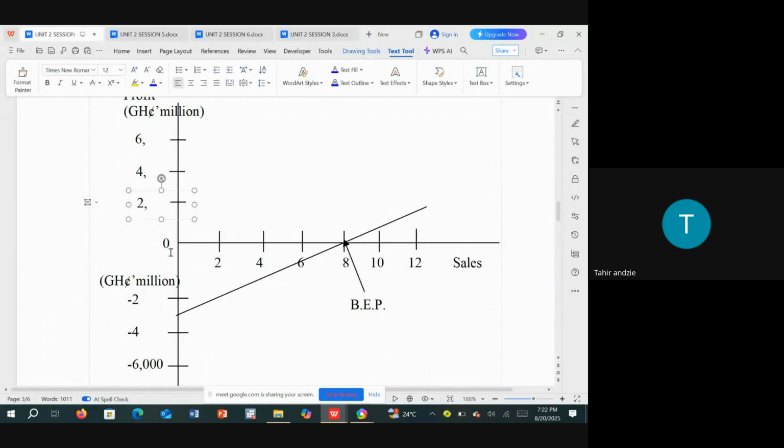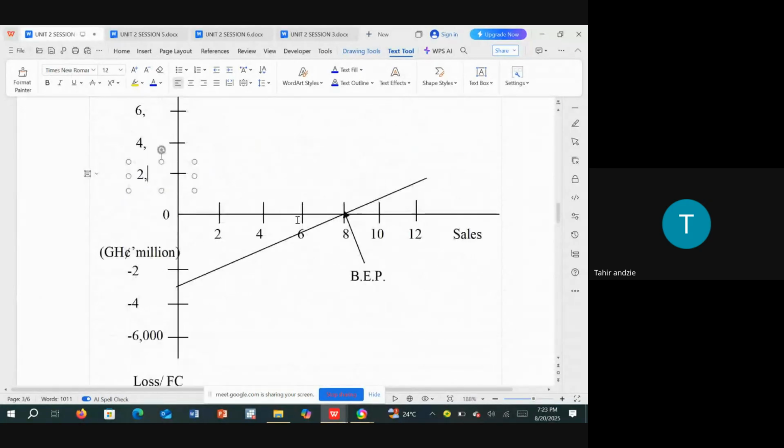So at output 0, our total loss will have been the total fixed cost here. But as we produce, it will reduce until we break even, where there's no profit nor loss, and then our maximum profit will have been 2 million. Okay, so that's how you draw it. If you use the graph sheet, it becomes very simple to do. You look at the maximum loss, which is the fixed cost.